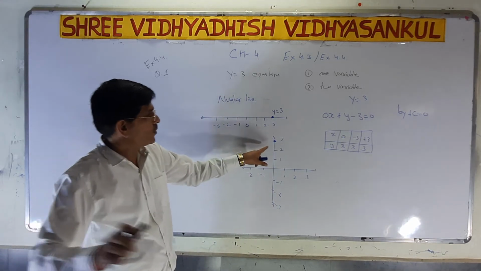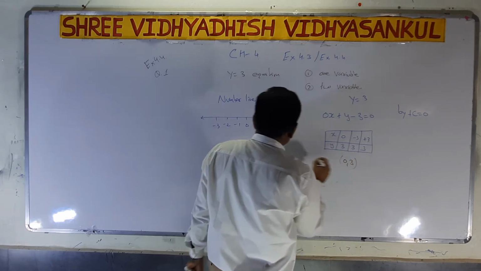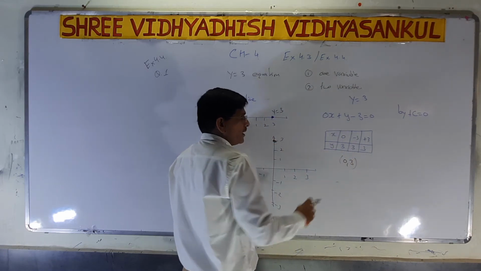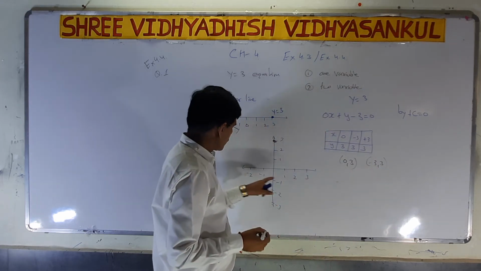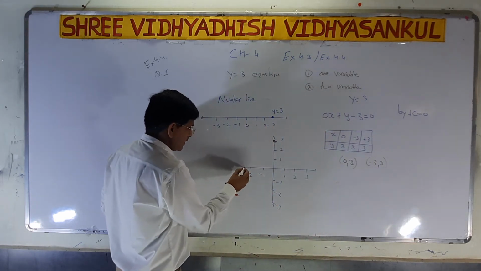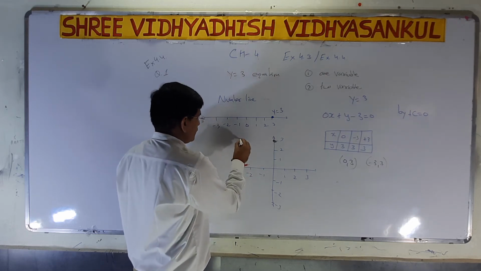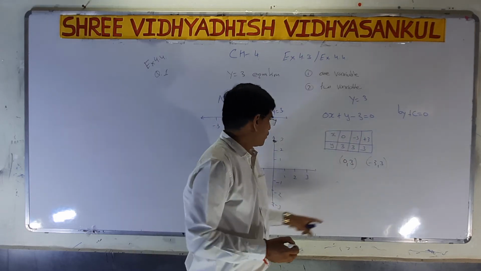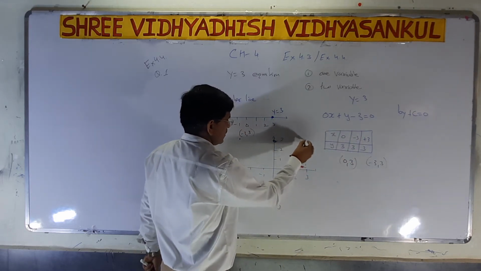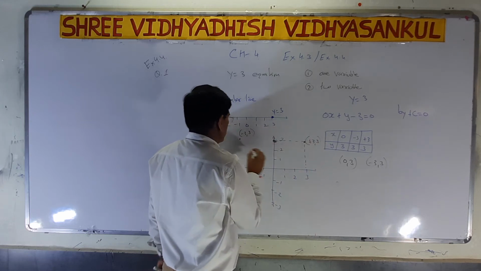Generally the first coordinate is 0, so (0, 3). Then I have to write at here, the first is minus 3, so (minus 3, 3). I have to go further to minus 3 at here. Again plus 3, so (3, 3) is here.